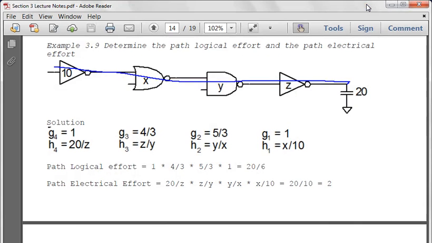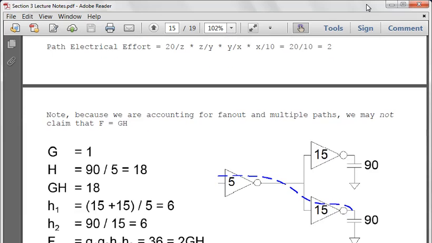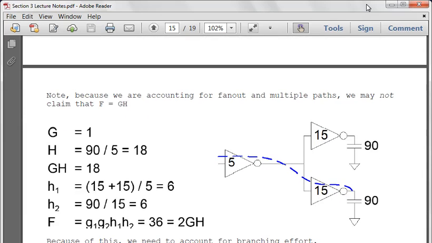All right, so now we have this instance where we have an inverter, and we have 2 inverters that it's driving, and we have our output capacitances, right? So again, with our path effort, we just know that it's 90 over 15 times 15 over 5. This 15 cancels out, and it's just going to become 90 over 5, right?